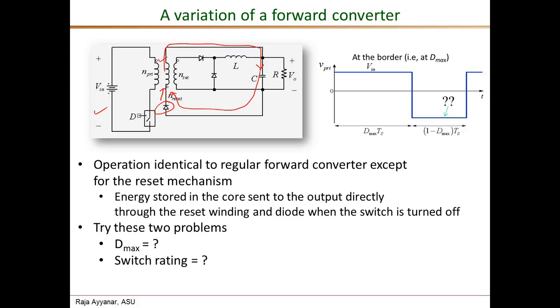I am not going to go through the analysis of this; it will be a good exercise to actually determine what the Dmax is for this circuit. All you have to do is draw the complete waveform of V primary. During the on interval, it is always Vin. Figure out what the voltage is during the off interval, write the volt-second balance equation, and that will give us the expression for Dmax. Similarly, once you know V primary, you can also use that to calculate the switch voltage rating, which I will also leave as an exercise.